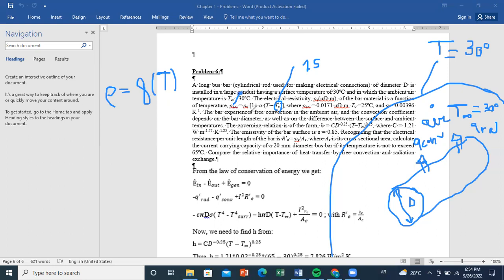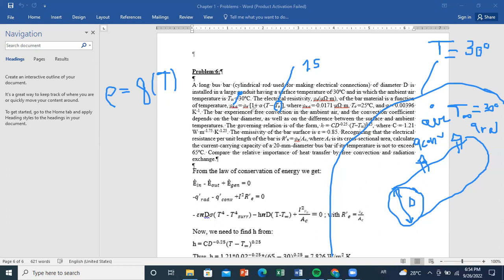Okay, the bar experiences free convection in the ambient air, and the convection coefficient depends on the bar diameter, as well as on the difference between the surface and ambient temperatures.